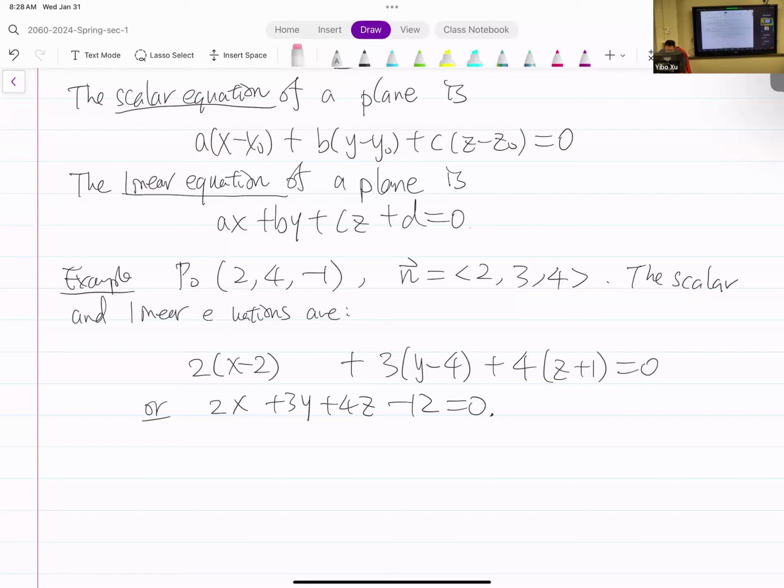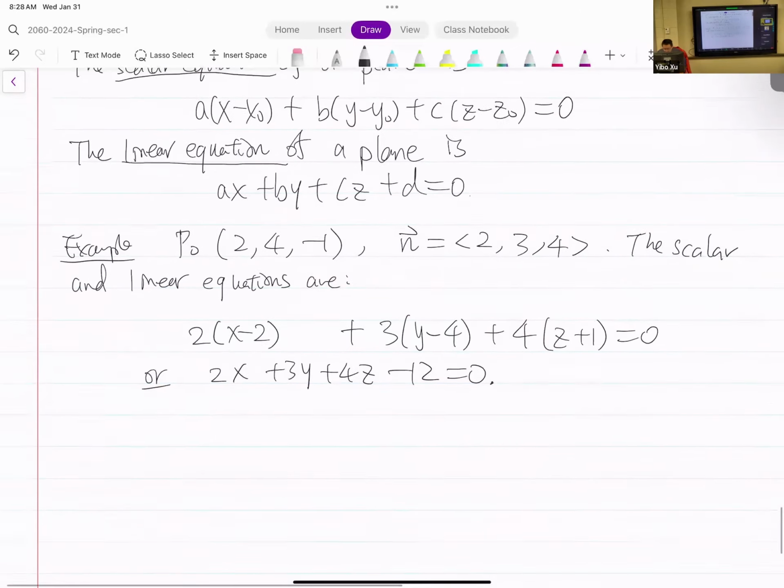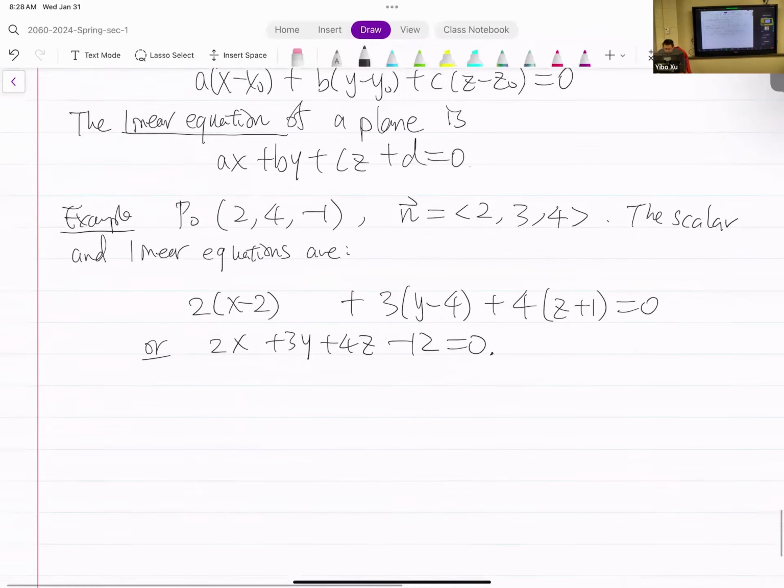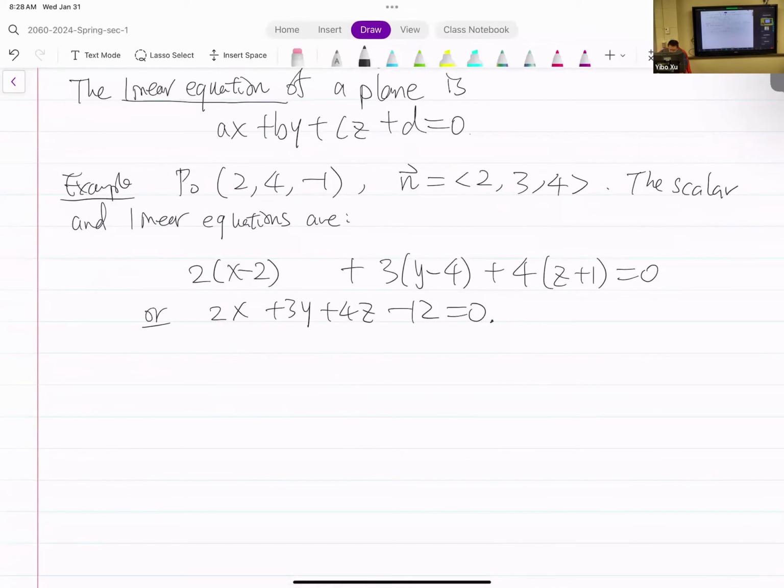But now let's think about this. This is a plane, right? So what about the x, y, z intercepts of this plane? Basically, the intersections of the plane with the coordinate axes. So the x, y, z intercepts. There are 3 intercepts, right?